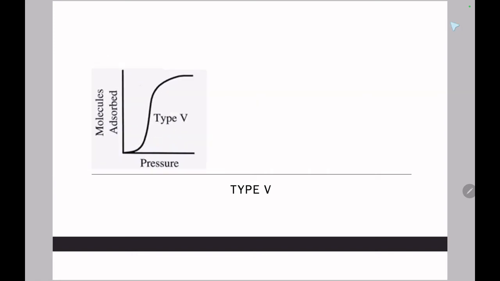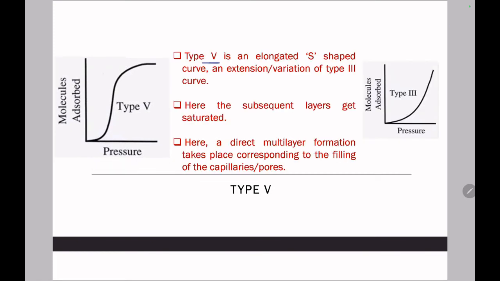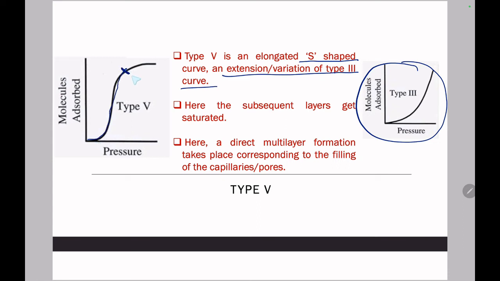Now we will see the type 5 adsorption isotherm. The curve obtained is shown in the figure. Here the curve is an S-shaped curve, and on comparison with the type 3 adsorption isotherm, we can see that this is an extension or variation of type 3 adsorption isotherm. That is, up to this point, it is like the type 3 adsorption isotherm. After that, there is a plateau formation. That is, here the subsequent layer gets saturated. That saturation limit is shown by the plateau of the curve.